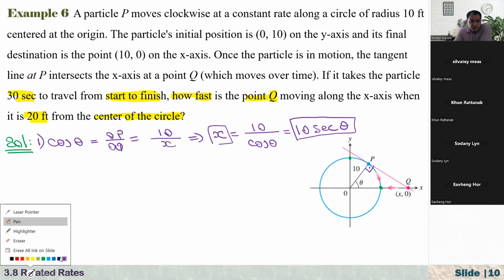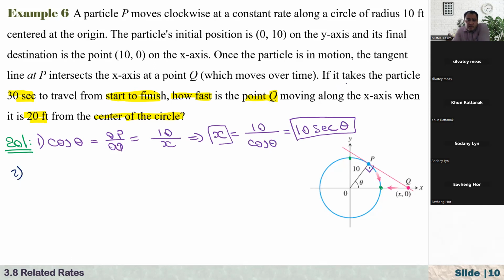The second step is, do I know the rate of change of theta? The question says that it takes the particle 30 seconds to travel from start to finish. What does it mean? In 30 seconds, it travels 1/4 of the circle. The circumference of the circle is 2 pi times r, and r is equal to 10. Now we divide this by 4 because it's 1/4 of the circle, so it is 5 pi.